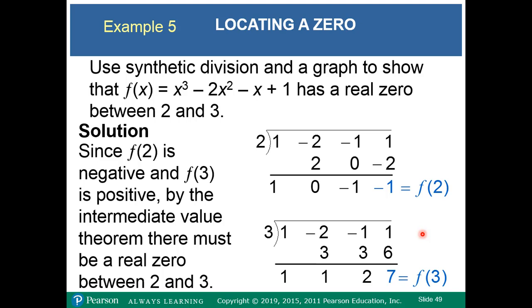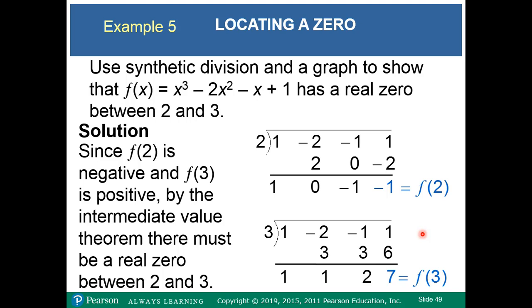That's it. Now, what if the two numbers we chose gave us the same sign? What can we conclude then? What if we got two positive numbers or two negative numbers? Does it mean that there is no zero between them? No, it doesn't necessarily mean that. In fact, it's inconclusive. We don't know.